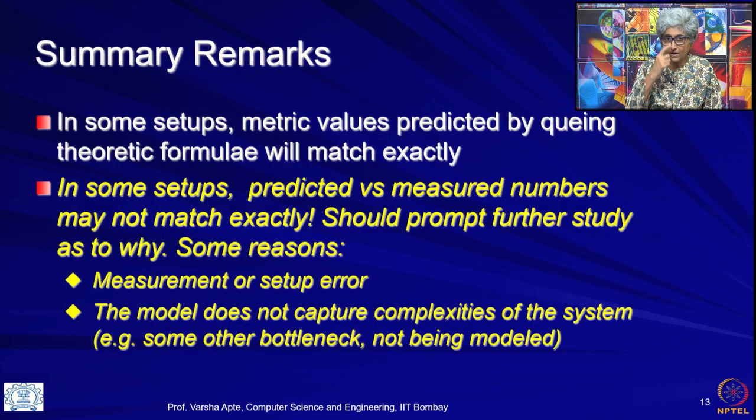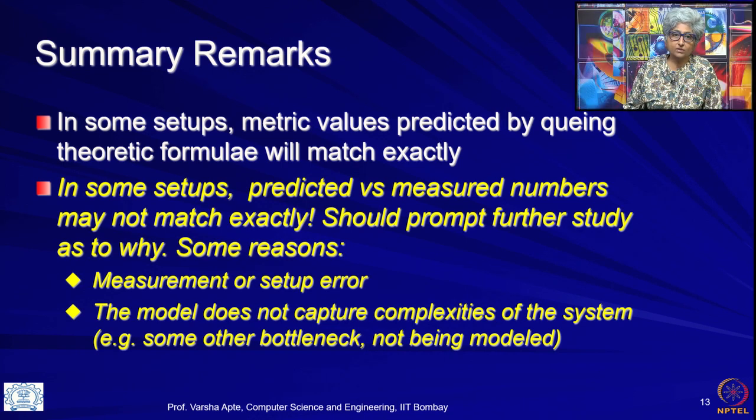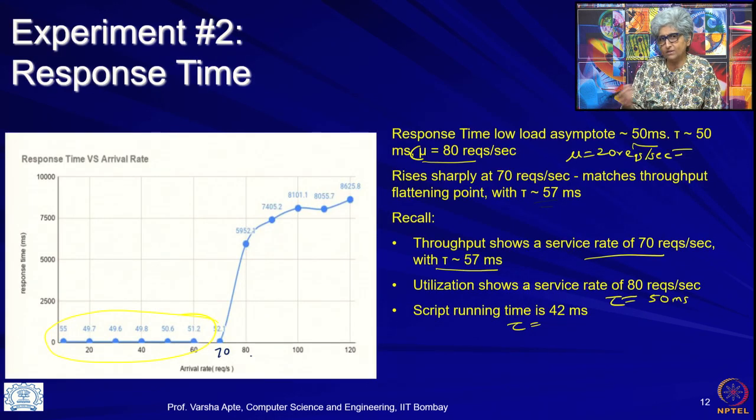So the summary remarks from this case study are that in some setups the metric values predicted by queuing theoretic formulae will match exactly. That is experiment 1 that we saw, where every chart had a perfect match, and it matched with the service time and with what we would have theoretically predicted. But in some setups the predicted versus measured numbers may not match exactly. The mismatch between 57 and 50 and 40 might be fine also, but still there is some mystery as to why the throughput is flattening out at 70 requests per second.